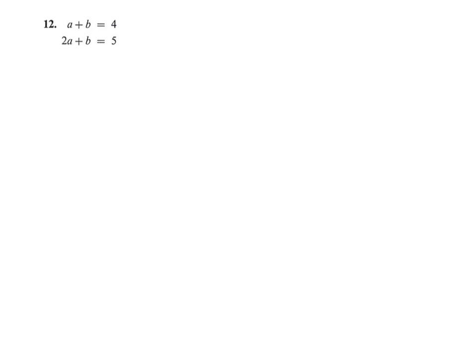So what we're actually going to do is multiply one of these equations by a number. I'm just going to take, let's say, the bottom one, put it in parentheses and multiply both sides times -1. So now for our two equations, the top one stays the same, a plus b equals 4. The bottom one is going to be -2a minus b equals -5.